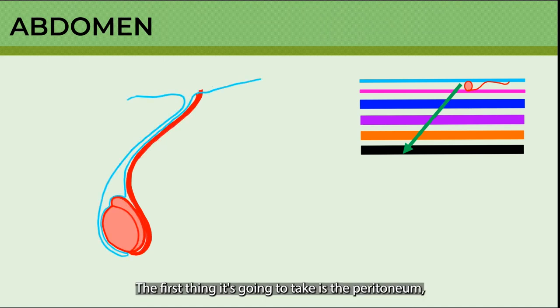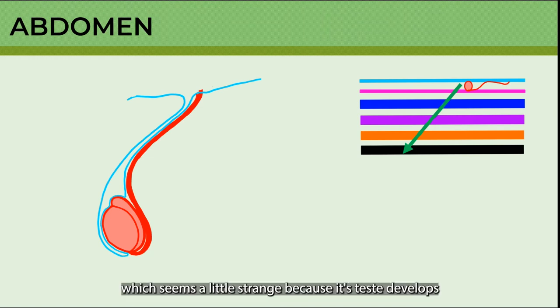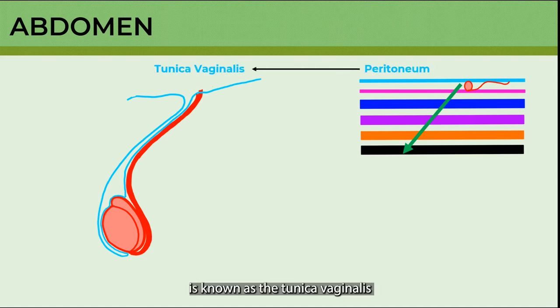The first thing it's going to take is the peritoneum, which seems a little strange because the testes develops between the peritoneum and the posterior abdominal wall. But the peritoneum attaches to the testes during its descent. Once in the canal, this peritoneum is known as the tunica vaginalis because it has invaginated, so it doesn't surround the testes but instead is just pulled through with it.